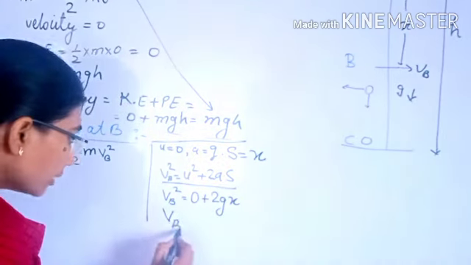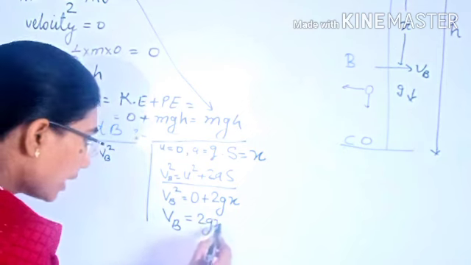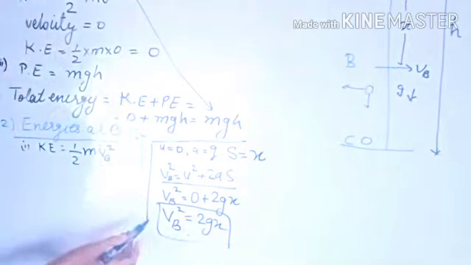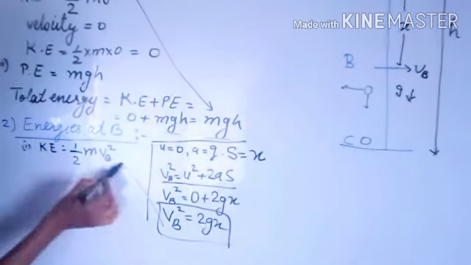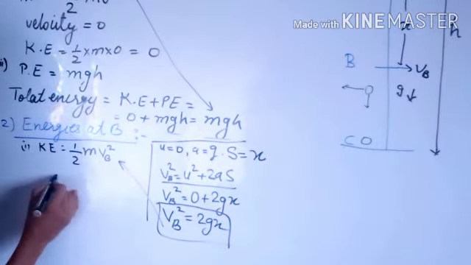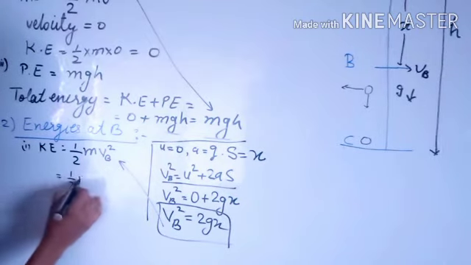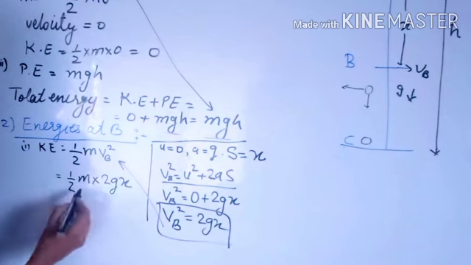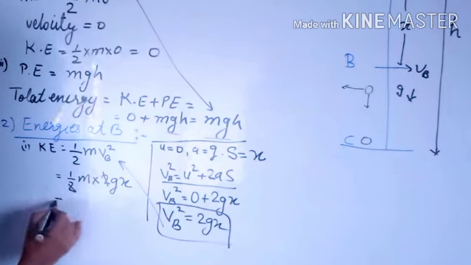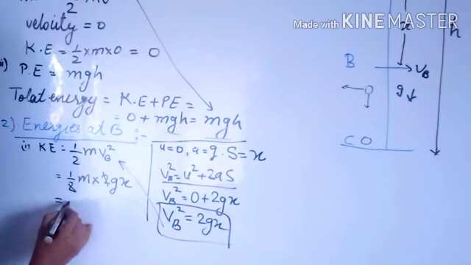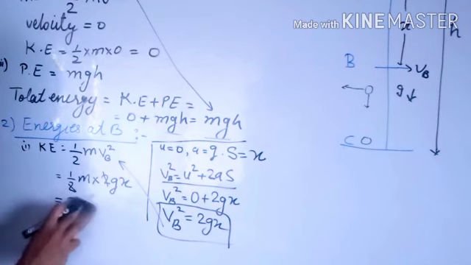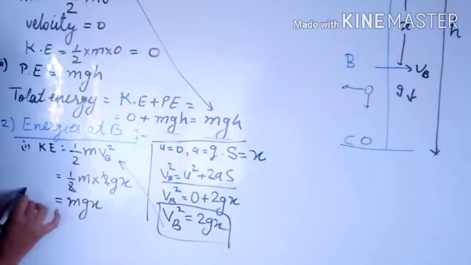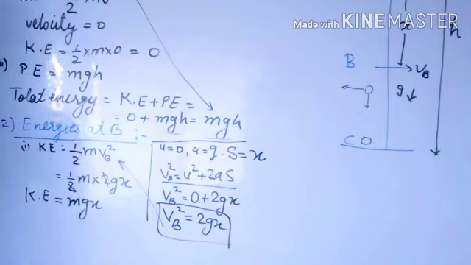We'll solve it. This will become 2gx. So vb square is equal to 2gx. We'll put this value here. So kinetic energy will become half m into 2gx. This 2 and 2 get cancelled and this will become mgx. So kinetic energy is mgx.